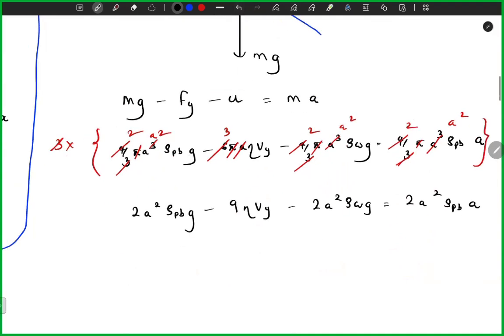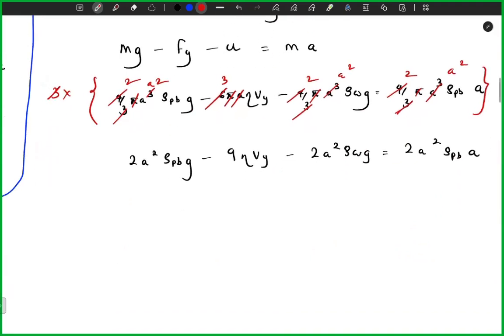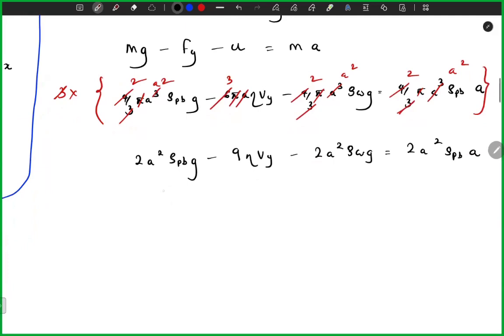a. Now what can I do? I can actually divide by 2a squared. Okay, and of course I can divide by 2a squared rho pb. But I'm going to make a small rearrangement before that. I'm going to take these two together. So what do I get? I can take 2a squared g out and write rho pb minus rho w, right? Minus 9 eta vy equals what? 2a squared rho pb. Okay.